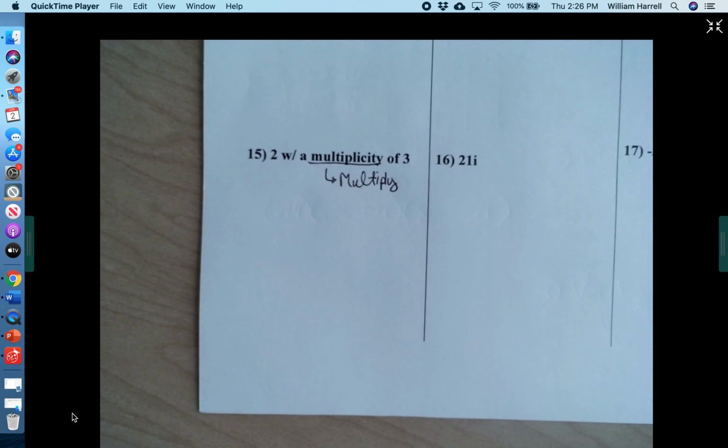When you multiply things, if I have multiple students in my room, or if I have a bag of Skittles and I have multiples of one color, it means that I have more than just one. Okay? 2 with the multiplicity of 3. 2 is my root with a multiplicity of 3 is just how many. Okay? So, this is saying that 2 is a root 3 times.